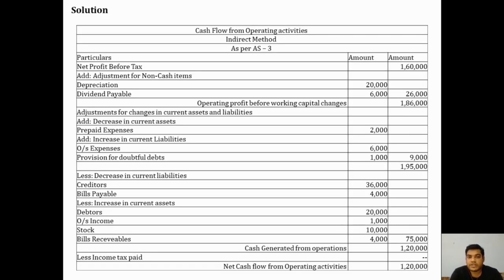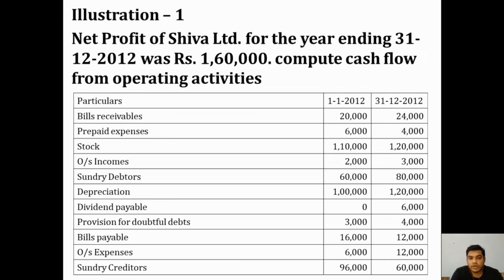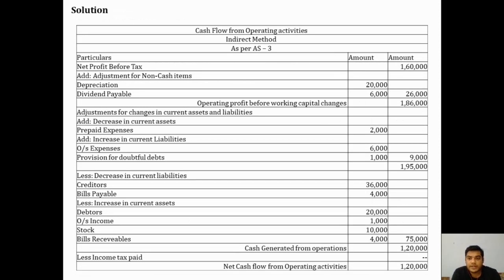The solution is in front of you, that is cash flow from operating activities, indirect method as per accounting standard 3, AS3. Net profit before tax, it was mentioned that 1,60,000. Then we have to add adjustments for non-cash items. There were 2 non-cash or non-operating expenses which were provided in the question. That is depreciation and dividend payable. If you go and check, the depreciation for the first year was 1 lakh rupees, but for the year end, it was 1,20,000. Opening balance was 1 lakh, closing balance was 1,20,000. So the difference over here is 20,000. That 20,000 of depreciation is created for that particular year.